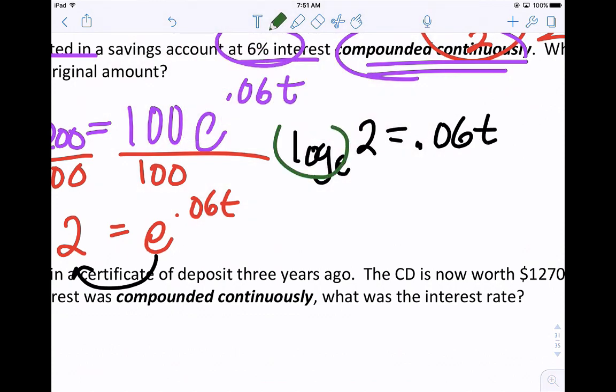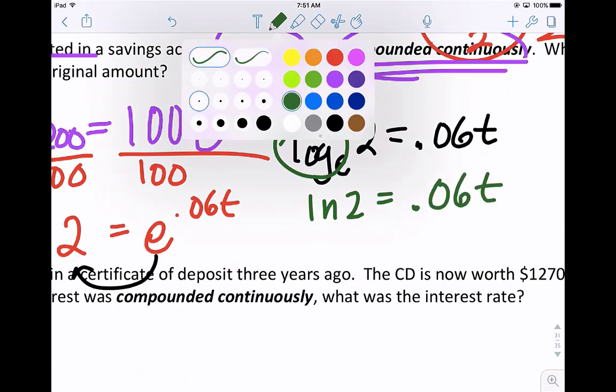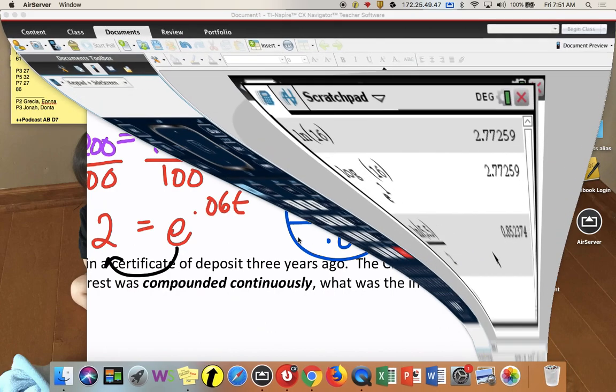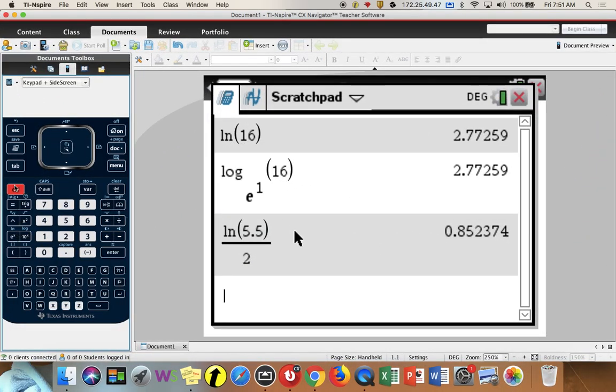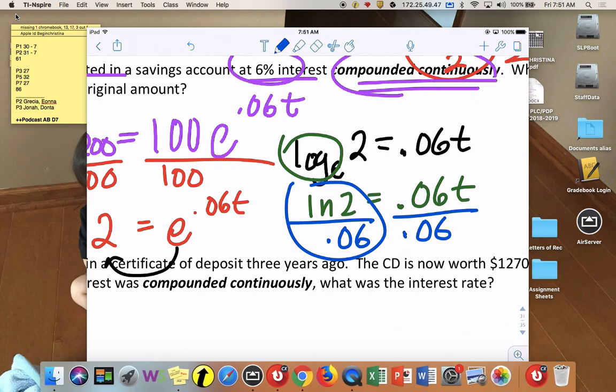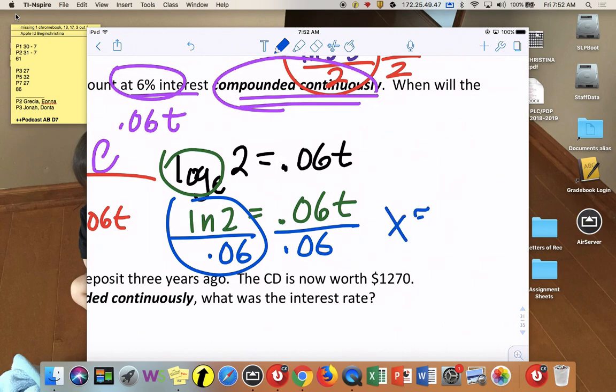Again, here's the new part. Whenever you see log base e, that's the natural log. So ln of 2 equals 0.06t. Let's divide by 0.06. And then you can just type that into your calculator. So we have ln of 2 divided by 0.06. And we get about 11.55. Okay, so here it is. t is about 11.55.